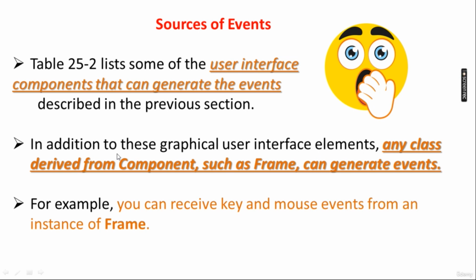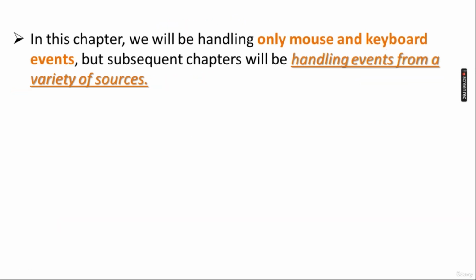Sources of events. The next table will give you some of the user interface components that can generate events. A user interface component can be a button, it can be a text field or anything. In addition to the graphical user interface elements, any class derived from a component, like a frame, can also generate an event. You can receive a key and mouse event from an instance of a frame. So component subclasses as well as component, any class derived from component like a frame, can generate events. These things you have to remember.